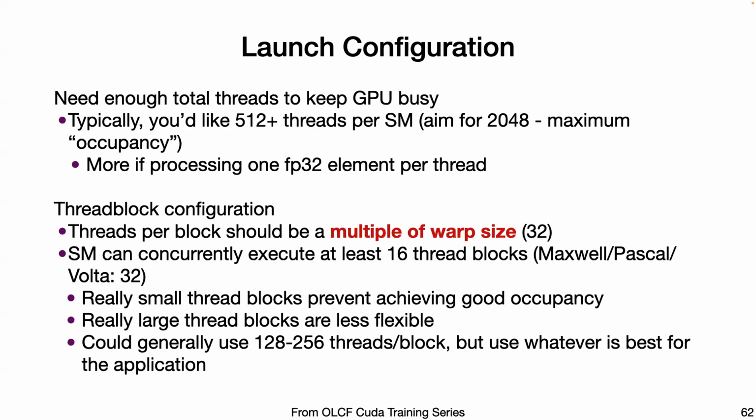And there's this trade-off. If you have really small thread blocks, you don't have good occupancy, which is thread usage. But if you have large thread blocks, then they're less flexible, because everybody has to be doing the same thing. Generally, 128 to 256 threads per block is totally fine for most applications, but it depends. But 256 is safe.